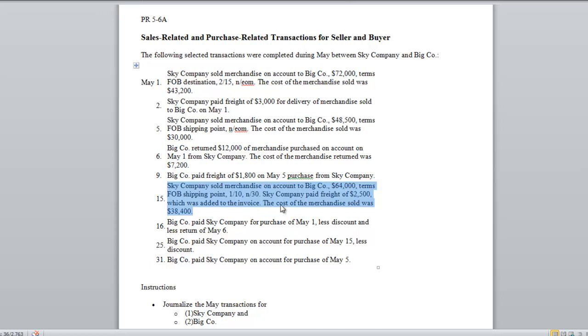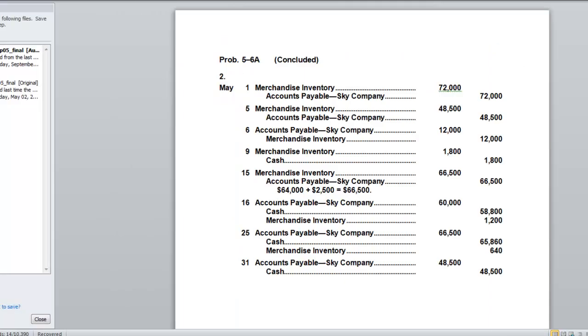Once again, we can disregard this as the buyer. We're concerned about this if we're the seller, the cost of the merchandise sold. Okay, so we bought $64,000 in inventory and had $2,500 in shipping costs that they paid for us. So we owe them $66,500. We're going to include the delivery expense in inventory, because it's part of the cost of getting it delivered to us, and we're also going to increase our accounts payable by the same amount, $66,500.